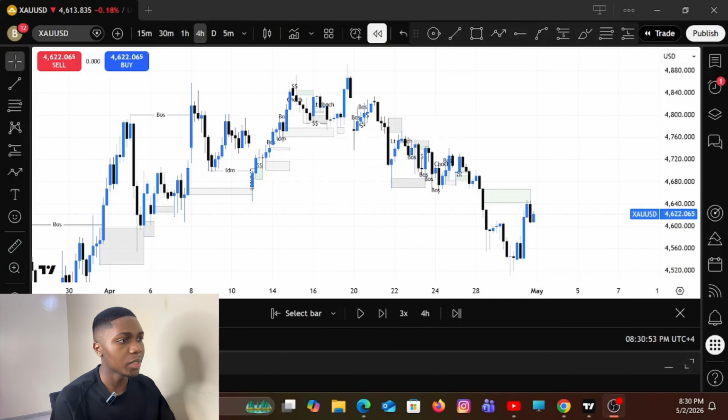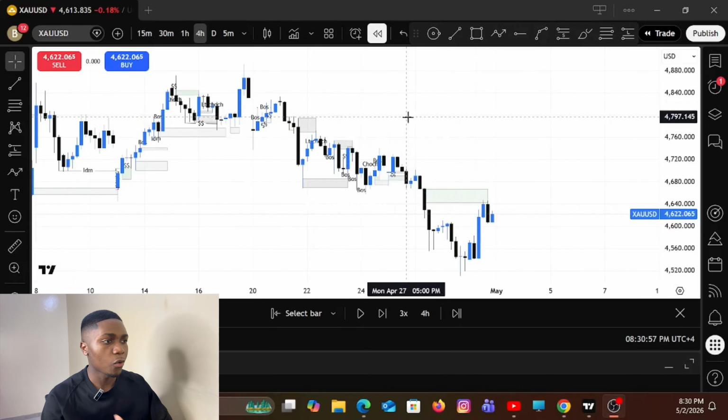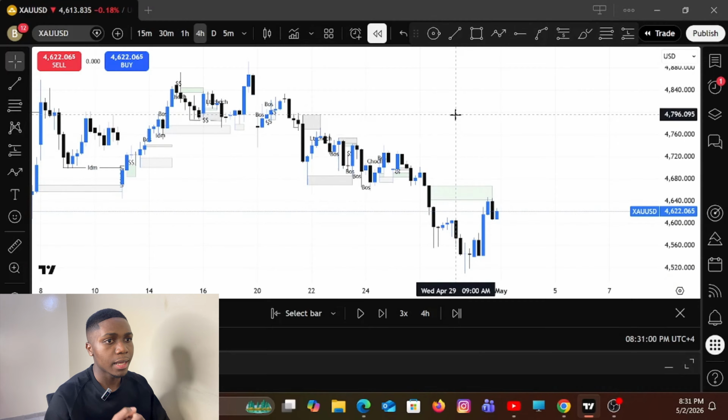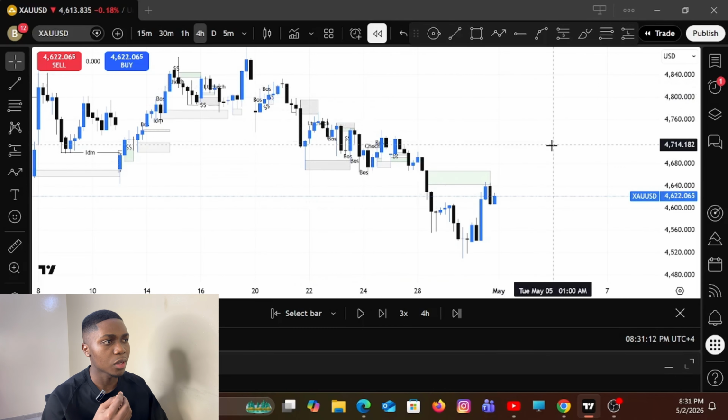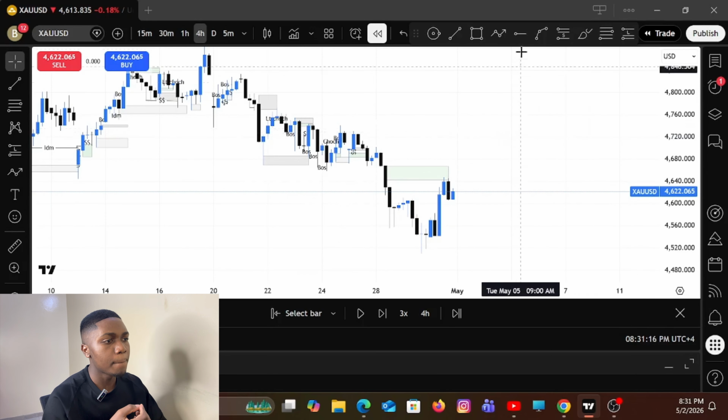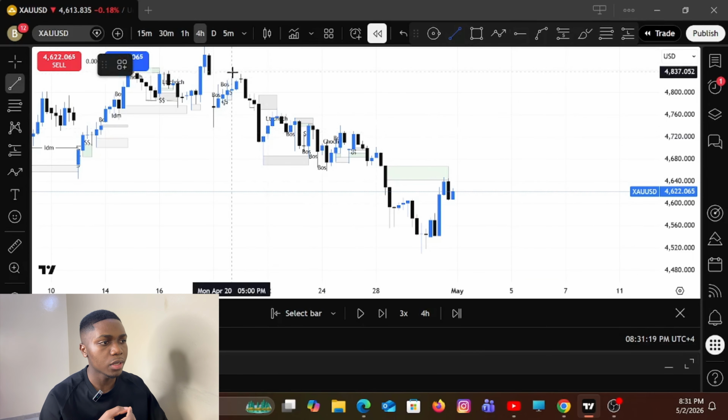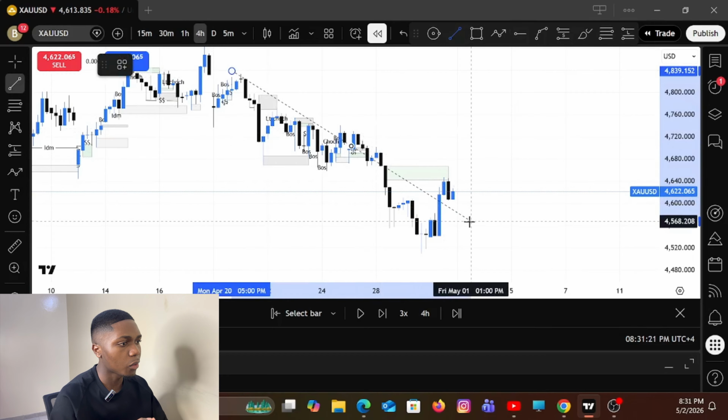So here on my screen, this is the gold chart on the 4-hour time frame. Normally, as this was a day trade, there's no need for me to start going on the daily time frame. What I just needed to do is to come to the 4-hour time frame and look at what the market structure is looking like. And clearly, you can see that gold this week has been in a clear downtrend, right?